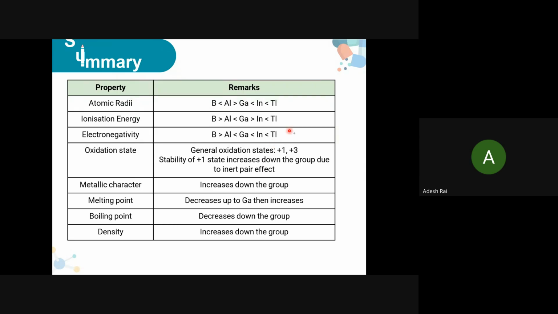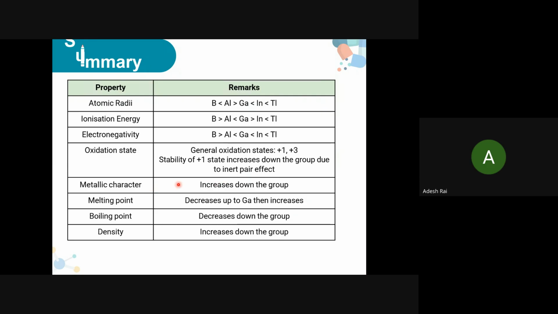Do you remember that plot? It was something like this. The tick mark plot was like this. Do you remember the tick mark plot? Tell me, yes or no? That's oxidation state. So for the boron family, there are two oxidation states, +1 and +3. Both oxidation states are shown, but down the group, for the heavier elements, the lower oxidation state is more favorable. Why? Due to inert pair effect.